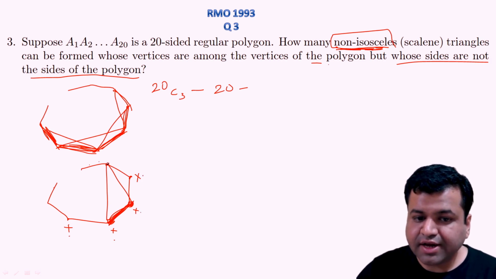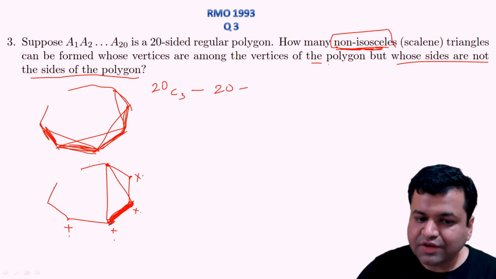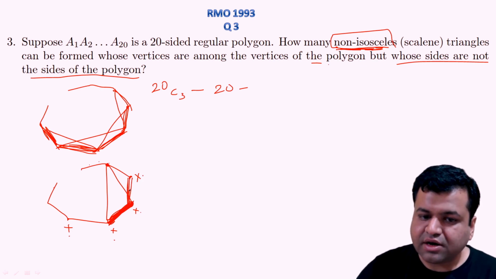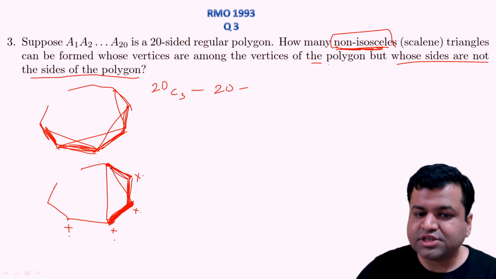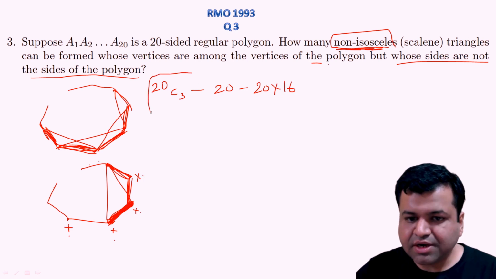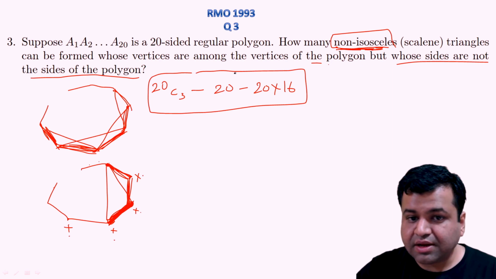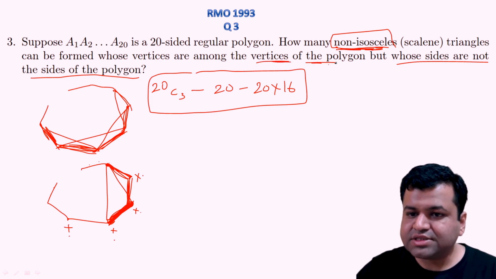So for the third vertex we have in fact 16 possibilities, 20 minus these 4, okay? So one such side will give us 16 triangles, right? And all these 16 triangles will have this side common. Now this side will also give 16 triangles, this side will also give 16 triangles. So in total we will have 20 into 16, right? So this is nothing but the triangles which have all the vertices as the vertices of the polygon, but whose sides are not the sides of the polygon.